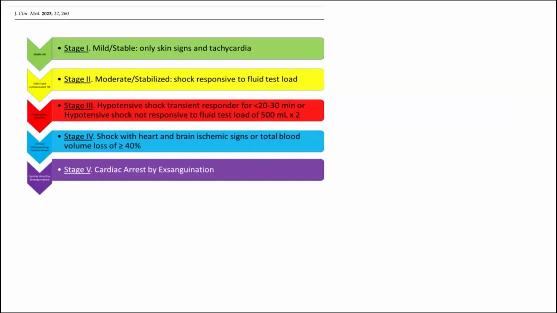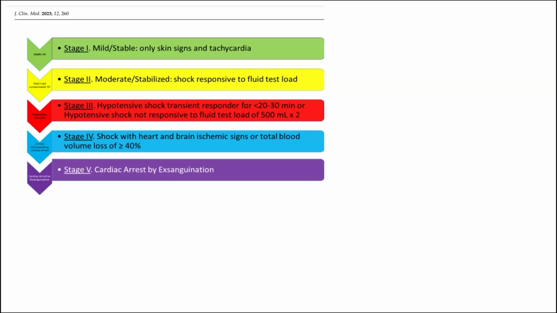The next is called stabilized or compensated hemorrhagic shock. That is stage 2, wherein the patient is responsive. If you have read your ATLS guidelines, there is a terminology they use: fluid responders and non-responders. This is based on that categorization. If your patient has hemorrhagic shock and responds to fluid resuscitation, they fall under stage 2 shock, that is stabilized compensated hemorrhagic shock.